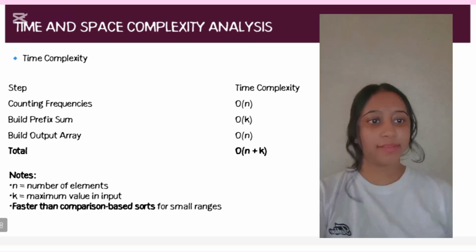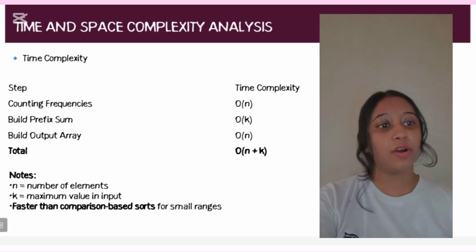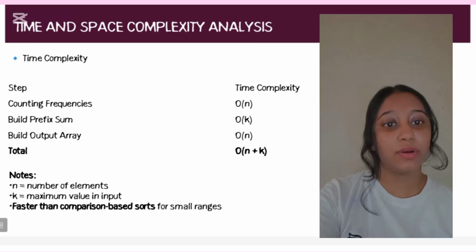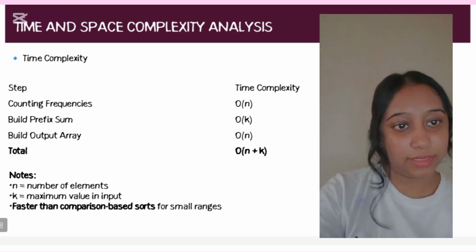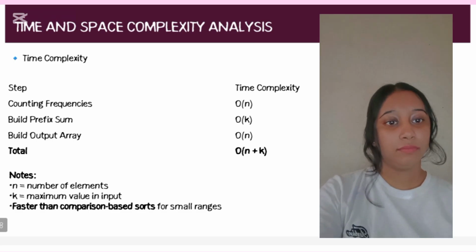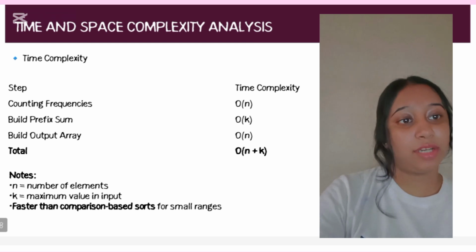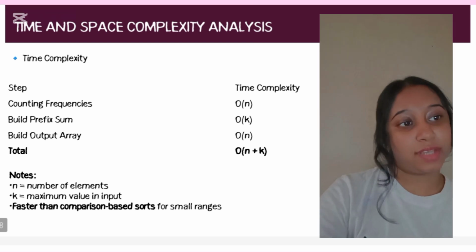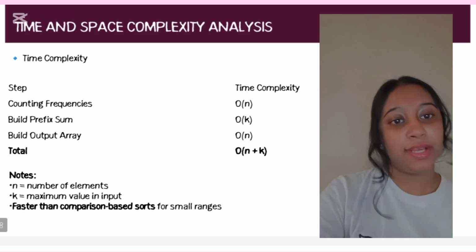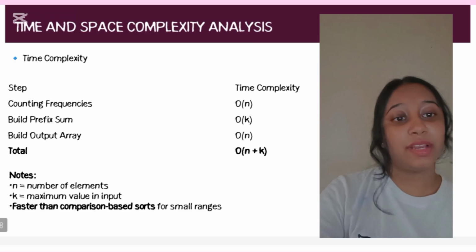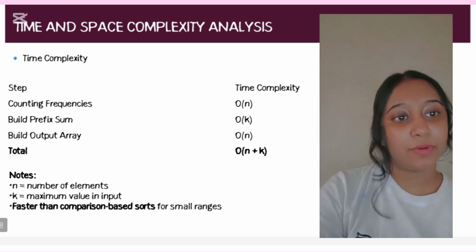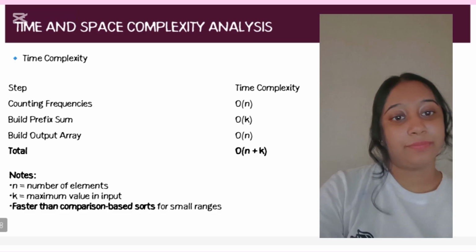We will analyze the time and space complexity of counting sort and understand why it's so efficient for certain data sets. Counting sort does not compare elements. Instead, it counts occurrences, computes the cumulative count (prefix sum), then builds the output array. The complexity depends on two things: number of elements equal n, maximum value in input k. Step 1 is counting elements. We first scan the input array to count frequency, time O(n).